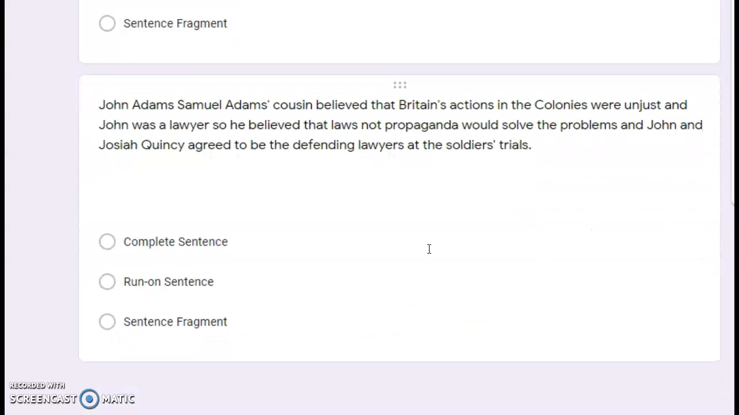And the last sentence says, John Adams, Samuel Adams' cousin, believed that Britain's actions in the colonies were unjust, and John was a lawyer, so he believed that the laws, not propaganda, would solve the problems, and John and Josiah Quincy agreed to be the defending lawyers at the soldiers' trials. Whew, ran out of breath again. So there was no punctuation. We had several complete thoughts where punctuation could have been added. So is that a complete sentence, a run-on sentence, or a sentence fragment? Choose your answer.